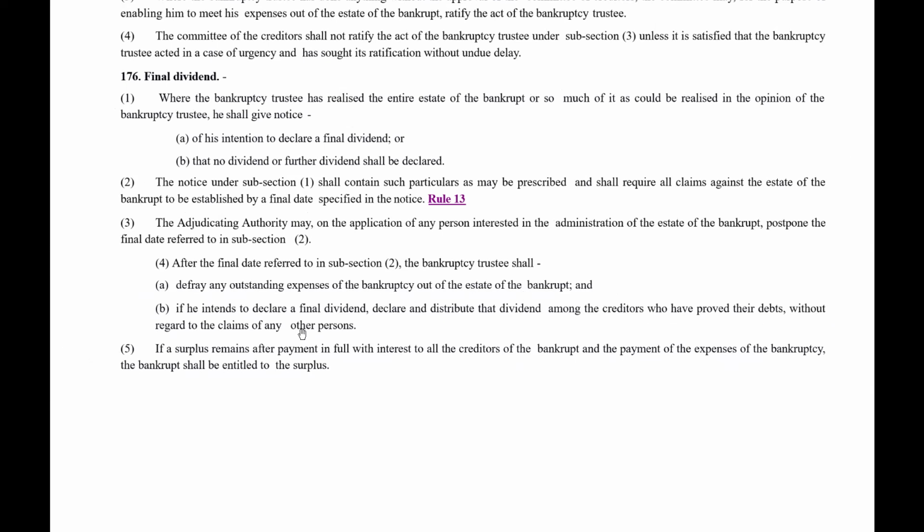estate of the bankrupt, and if he intends to declare a final dividend, declare and distribute that dividend among the creditors who approved their debts without regard to the claims of any other persons. If a surplus remains after payment in full with interest to all the creditors and the payment of expenses of bankruptcy, the bankrupt shall be entitled to the surplus.